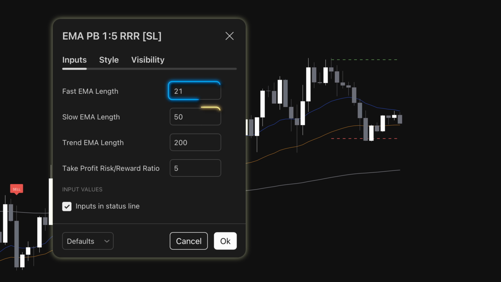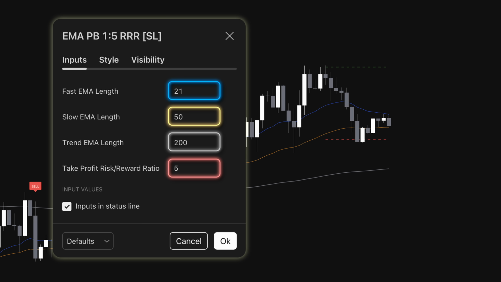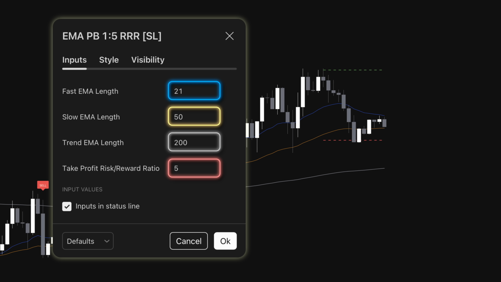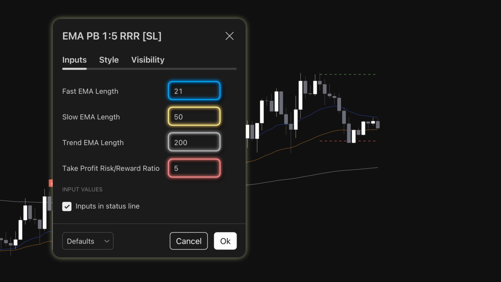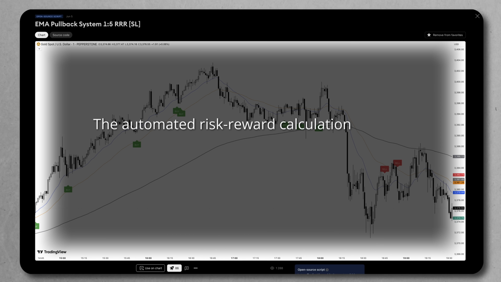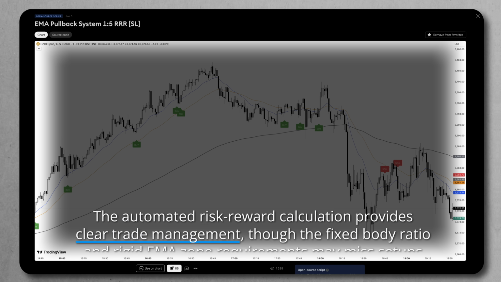Users can adjust all three EMA periods, modify the risk-reward ratio for different targets, and rely on automatic stop-loss take-profit calculation to maintain consistent position sizing principles across trades. The automated risk-reward calculation provides clear trade management, though the fixed 60% body ratio and rigid EMA zone requirements may miss valid setups during varying market conditions or when volatility alters typical candlestick proportions.